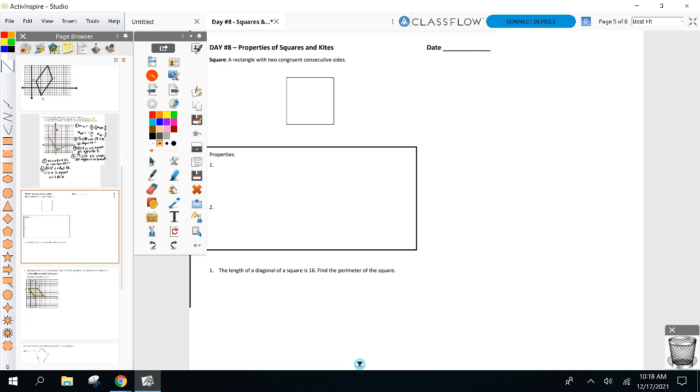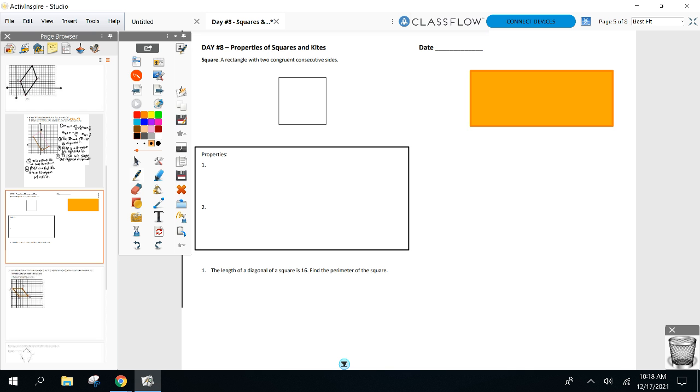We did 2 days of rectangle and rhombus, 3 days of a parallelogram. Let's finish off that family right now and talk about a square. All right, a square. Here's the definition of a square. Everyone remembers your rectangle, right? So here's a rectangle. How do I make a rectangle into a square?